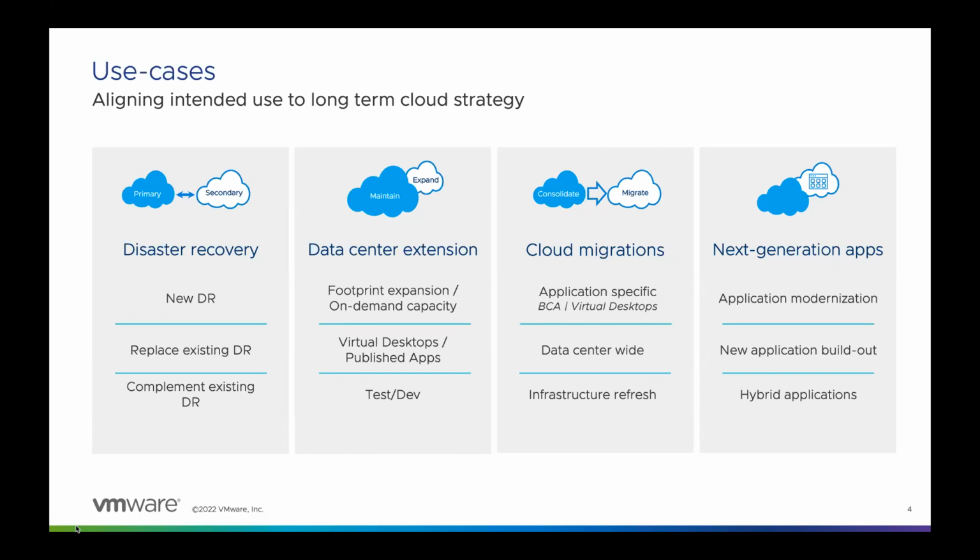The second would be cloud migrations. So for customers that want to run applications in the cloud, it could be native AWS applications, and customers that want to consolidate their on-prem data center.